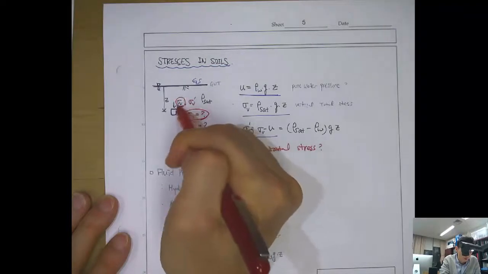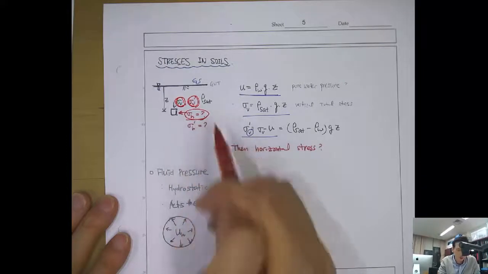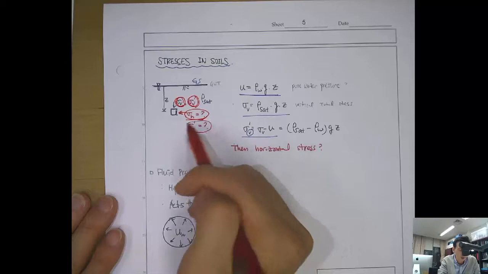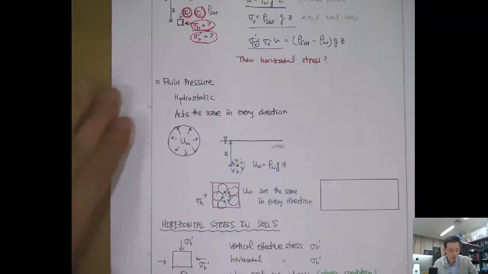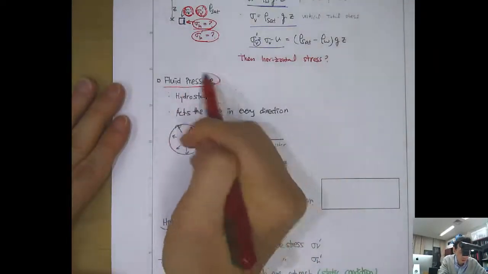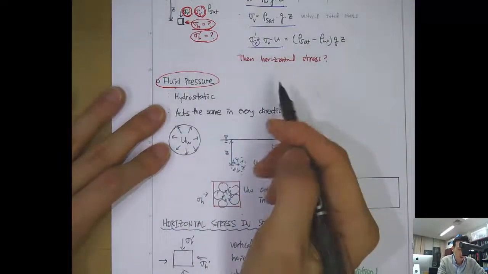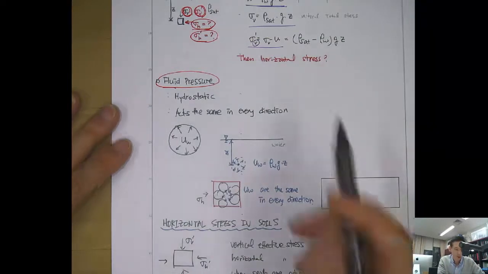So there was this one, right? Sigma V and sigma V prime. But we also want to know what are the horizontal stress and effective horizontal stress. That will be the question remaining here. So before we go into that, what's the fluid pressure? Let's refresh our memory of what we learned from high school physics. Hydrostatic means that the force acts the same in every direction.